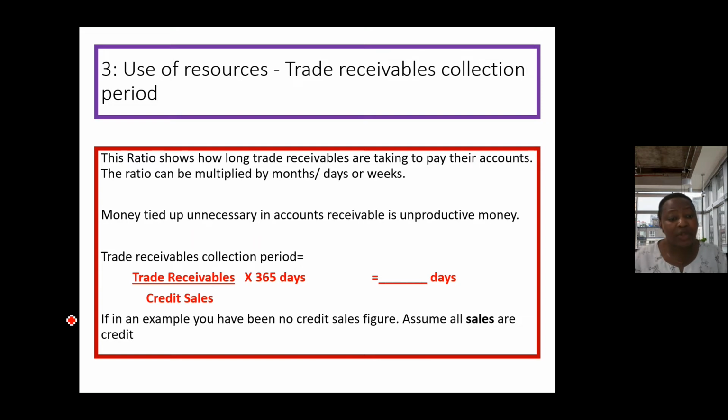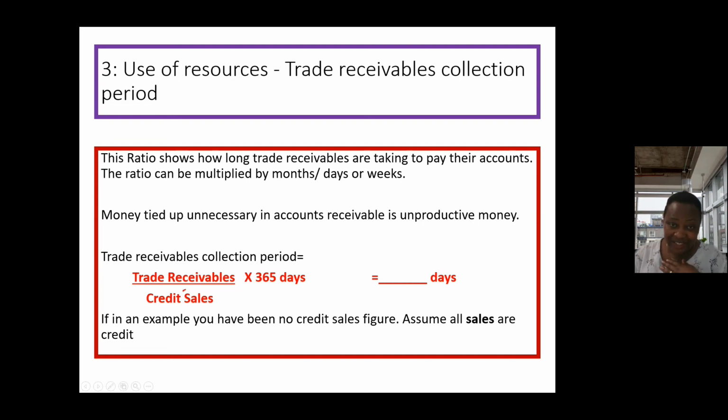To do that, we take our trade receivables. We divide that by our credit sales, and we multiply by 365 days. Where our credit sales figure is not given, you assume that all the sales were done on credit. So we pick our trade receivables, divide that by our credit sales, and multiply it by 365 days. And it tells us how many days it is taking our customers to pay us back money that is being owed to us.